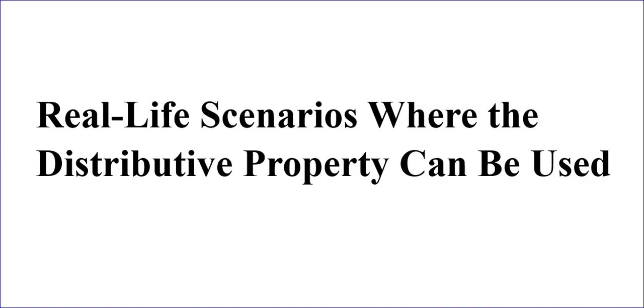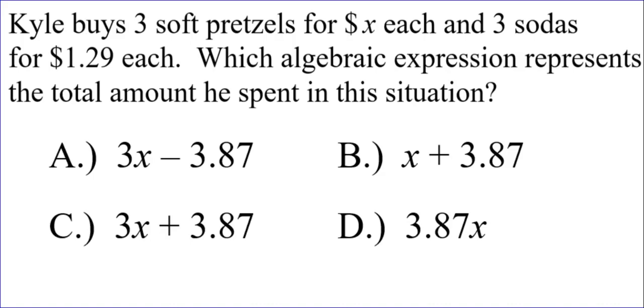All right, let's look at some real-life scenarios where the distributive property can be used. Here's an example. Kyle buys 3 soft pretzels for X dollars each and 3 sodas for $1.29 each. Which algebraic expression represents the total amount he spent in this situation? Well, we have learned before that the word each is a word that very often means multiplication. And that's the idea that we're going to end up using here.